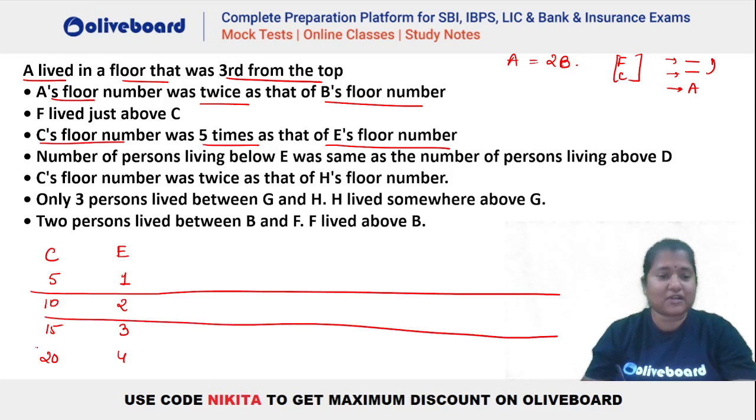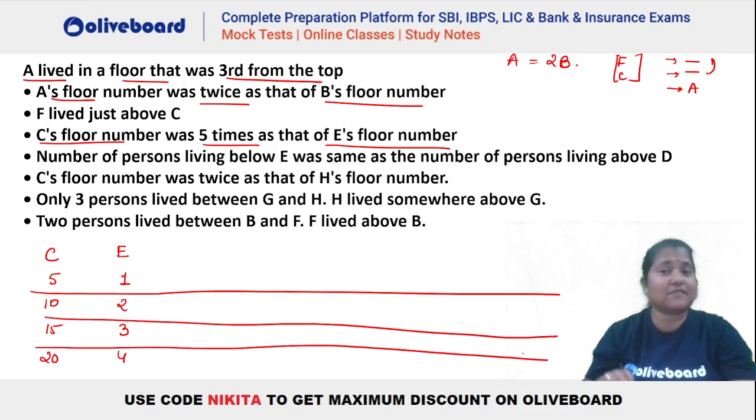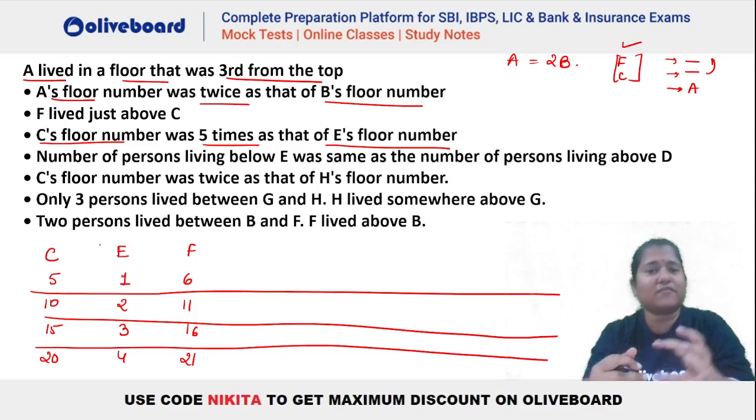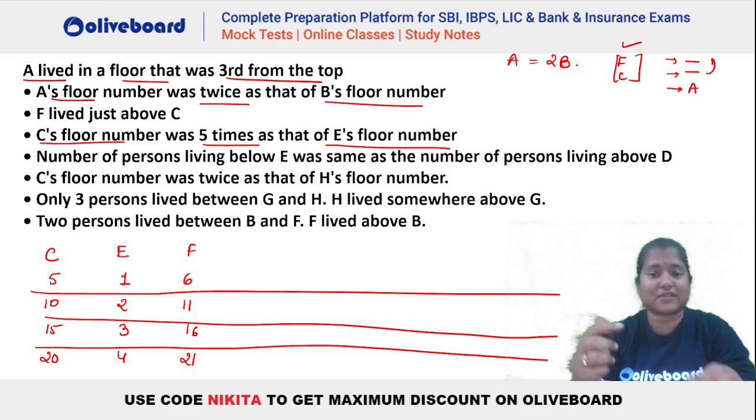So let's see which of the following cases is the valid one. It was known that F has to be living immediately above C, right? F lived just above C means immediately above. So in the first case, what should be the value for F? If C is 5, that means F has to be 6. Here it has to be 11. Here it has to be 16. And here it has to be 21. So you can see right now we have 4 different cases. None of them can be eliminated right now. We will see how this has to be done.